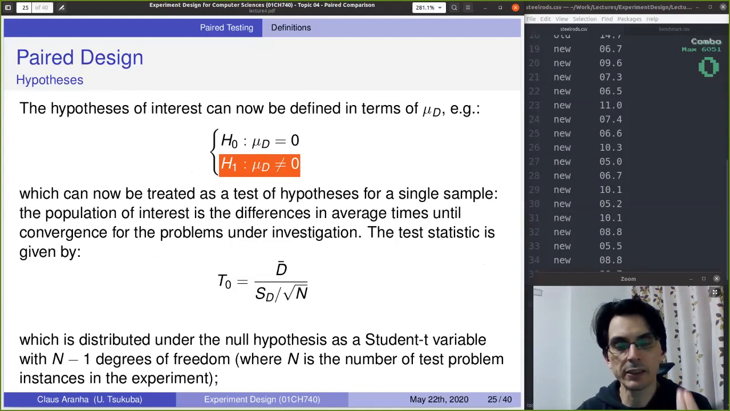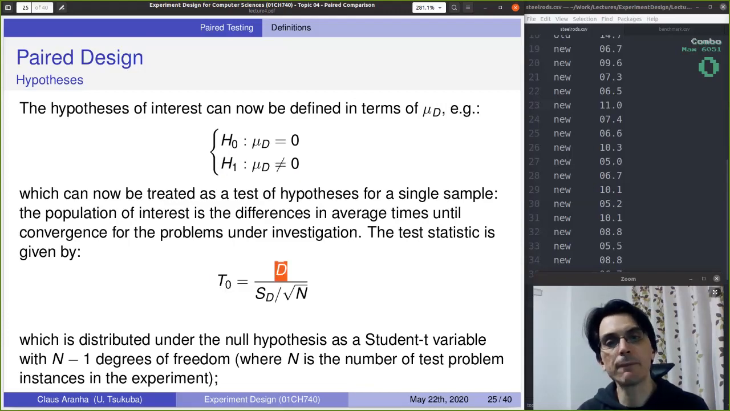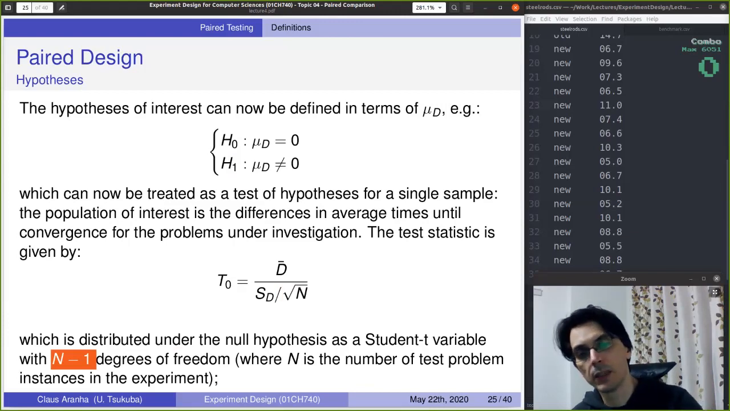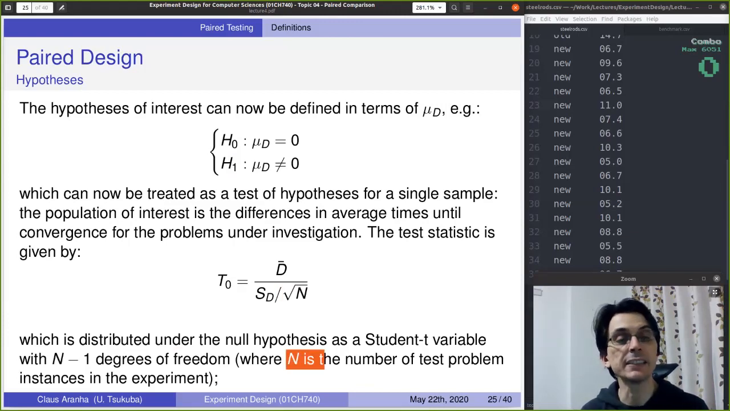Now, because this is a test of hypothesis on one sample, our test statistic is what we already know, T0, which is the average of the differences divided by the error of the sample, divided by the square root of the sample size. And like in the first lecture, this is distributed as a Student t variable with n minus one degrees of freedom. And here, our sample size is the number of problems, not the number of executions, the number of problems.